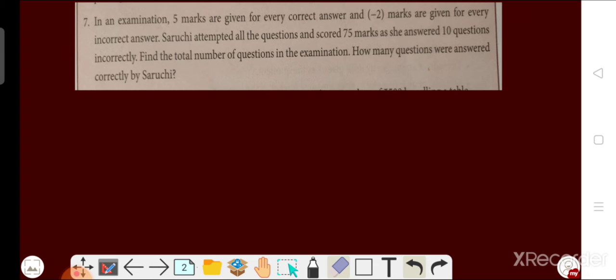Suruchi attempted all the questions. Suruchi has done all the questions and scored 75 marks. As she answered 10 questions incorrectly, it means beta she has answered 10 questions wrong. Then we have to find the total number of questions in the examination and how many questions were answered correctly by Suruchi. What we have to calculate? The total number of questions in the examination and the correct answers, it means the questions which were attempted by Suruchi whose answer is right.